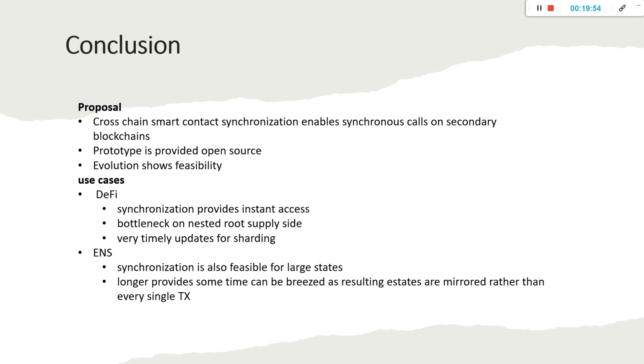So in conclusion, in this paper, the authors have proposed and provided a cross-chain smart contract synchronization procedure, and a prototype has also been provided, which is open source and available on GitHub. They have also made an evaluation of the procedure and reported the parameters, I mean the performance of the proposed model. And they have also explained two use cases, including DeFi and Ethereum Name Service. And that's all.